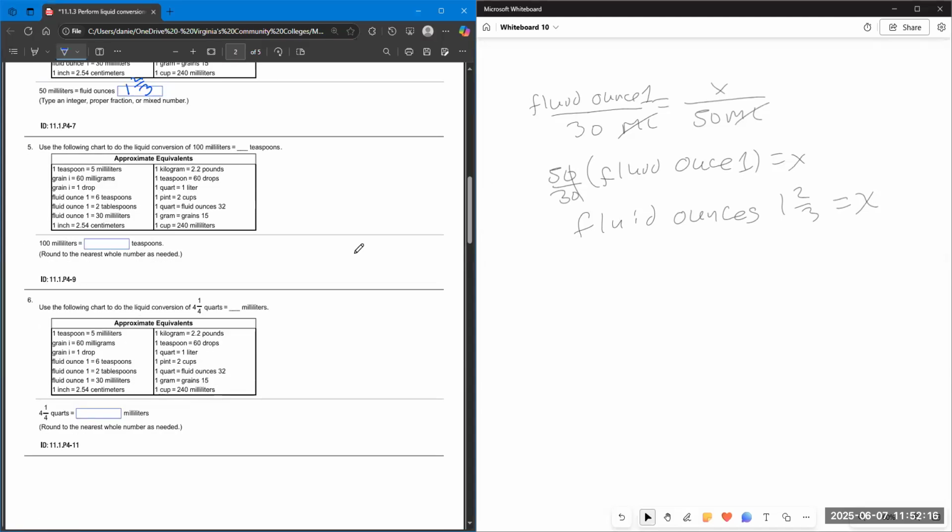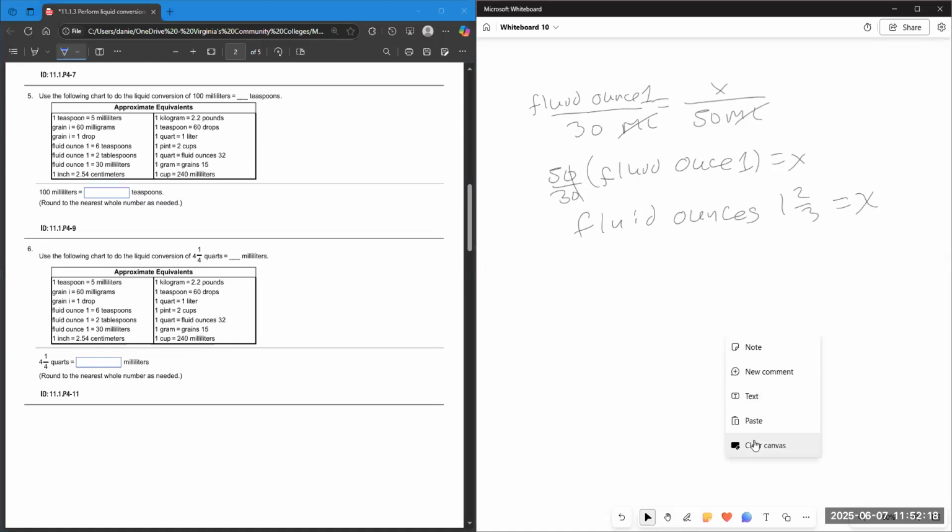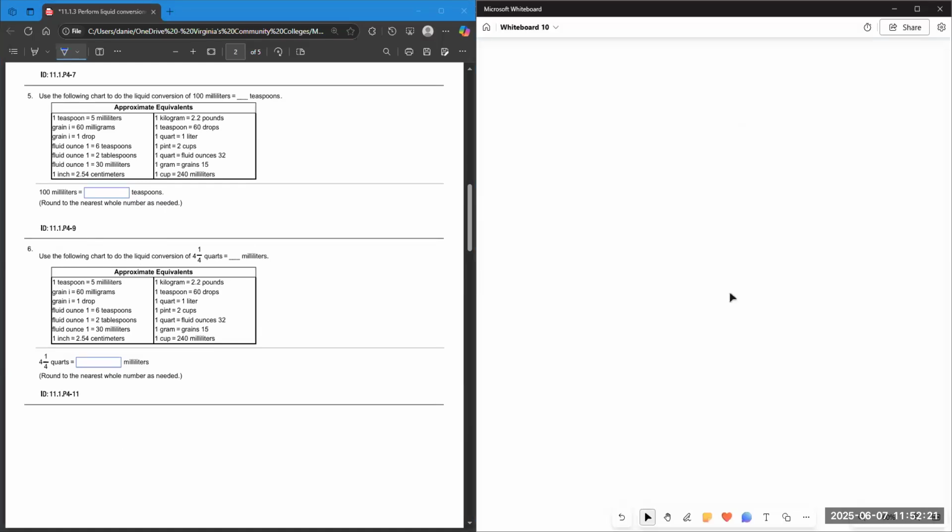Right. 100 milliliters, and we want to go to teaspoons. 5 milliliters in 1 teaspoon. This is 100 over 5 teaspoons, which is 20 teaspoons.